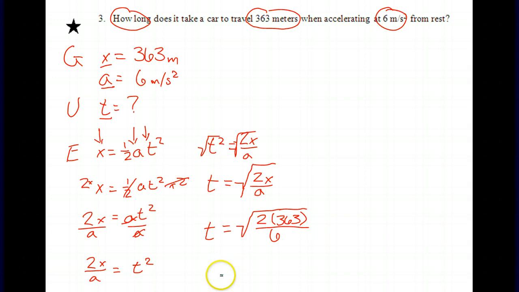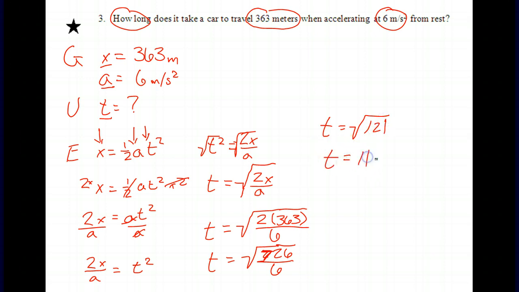So T is equal to the square root of 726 divided by 6. And that's 121. So T is equal to the square root of 121. If we take the square root of 121, we get 11. And it ends up being seconds.